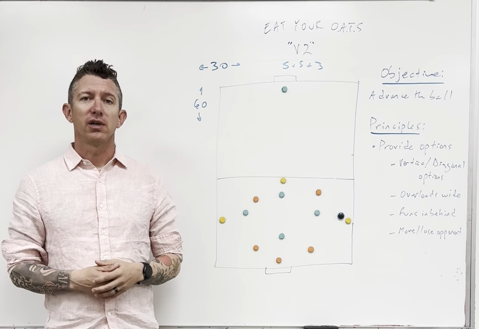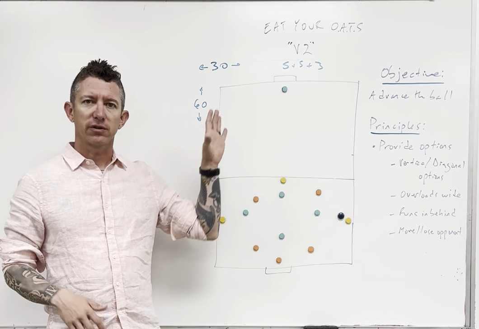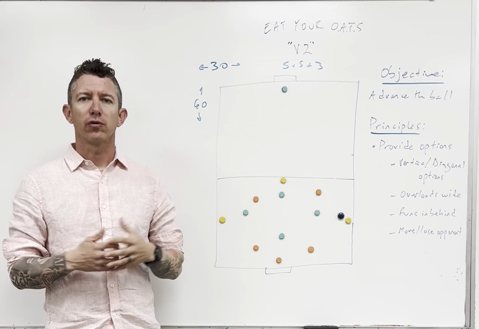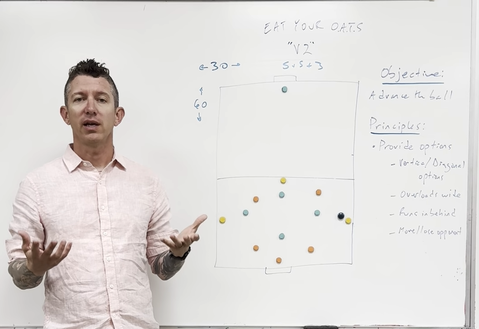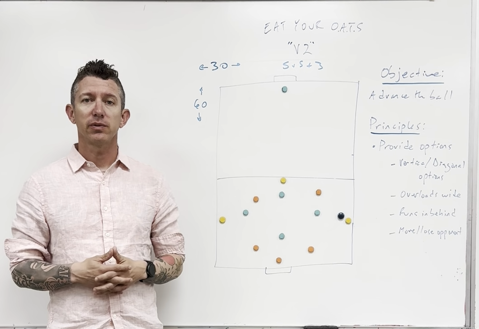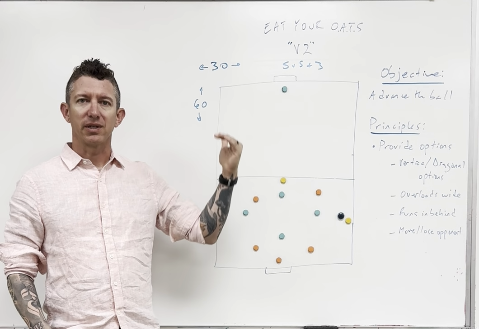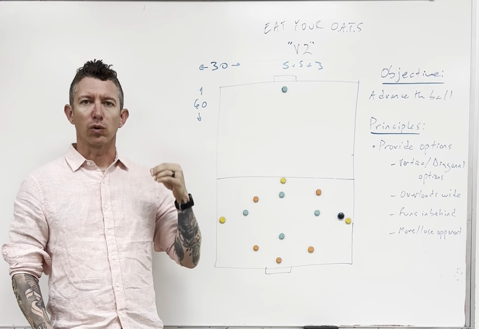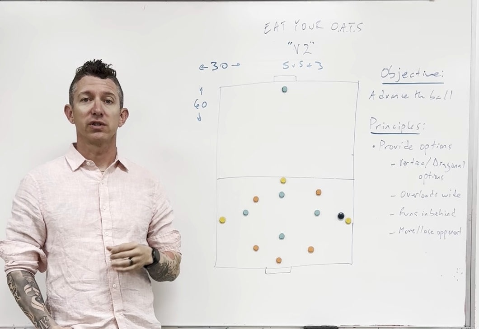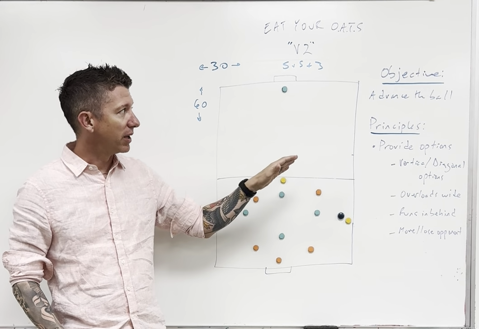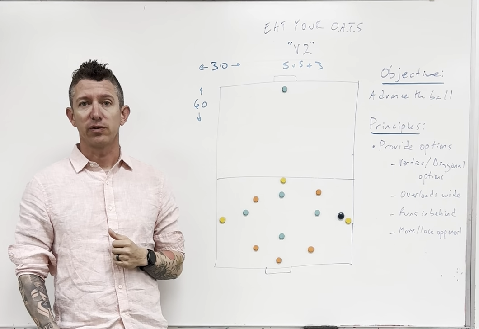Good morning, coaches. Today I'm going to talk through a basic structure, 5v5+3 or 4v4+3, that you can use for a variety of both attacking and defensive principles. I'm going to give the basics, and I'm going to talk through how I use this for attacking principles, specifically advancing the ball and providing options to move forward.